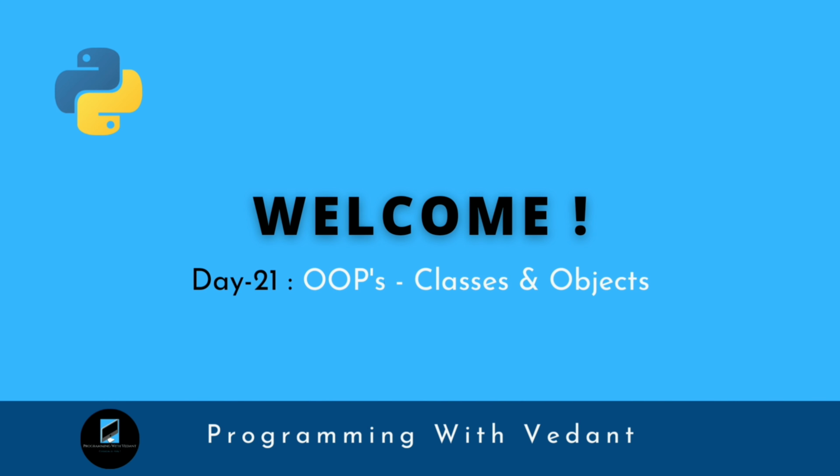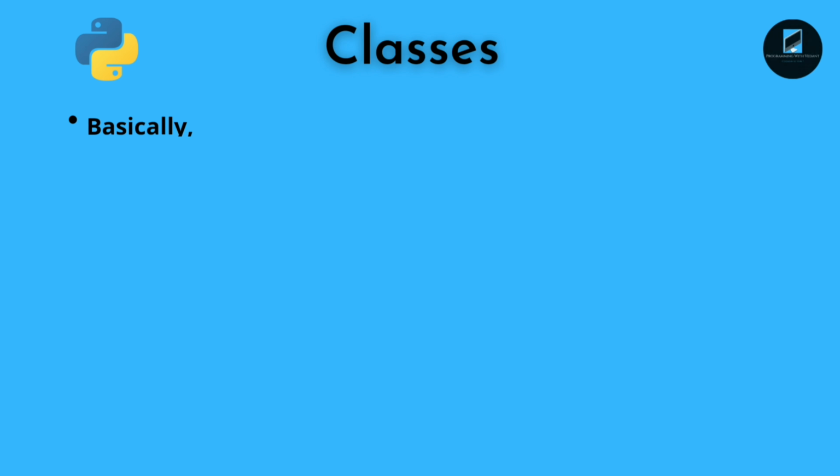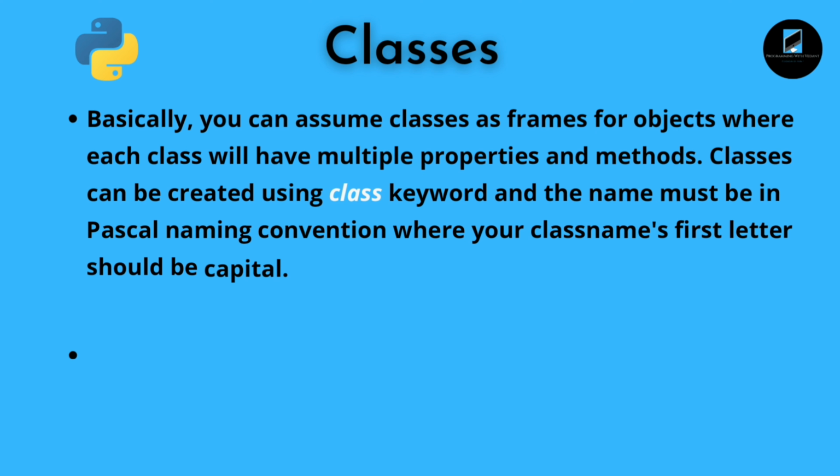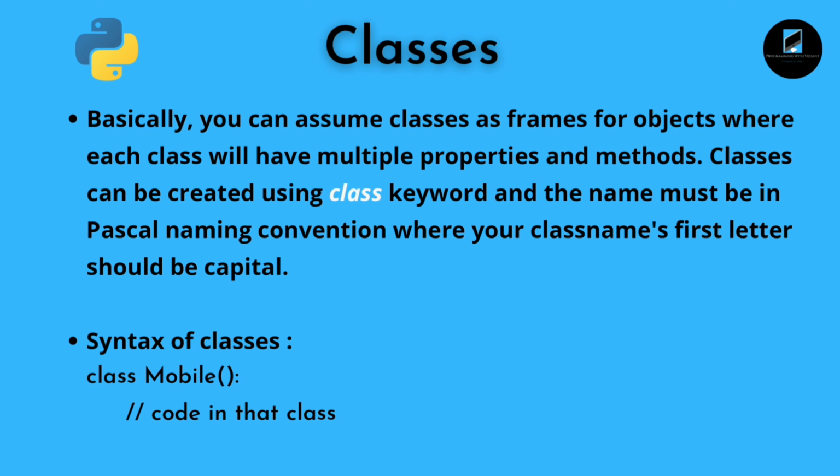Today is our day 21 and today we are going to learn classes and objects in object oriented programming. So classes, basically you can assume classes as frames for objects where each class will have multiple properties and methods. Classes can be created using the class keyword and the name must be in Pascal naming convention where the first character of your class name must be capital.